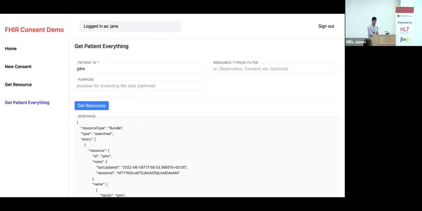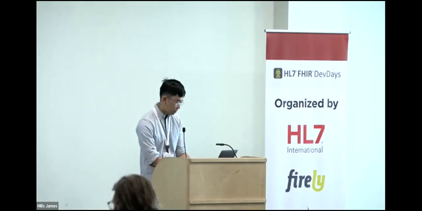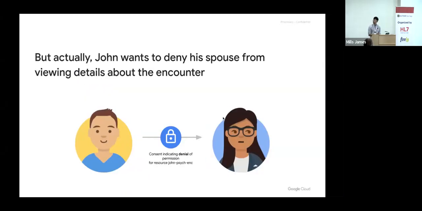I've shown two examples of allowing permission, but I want to show one final third example in the few minutes remaining. Let me switch back to the slides. Okay. So Jane can see everything, but let's say actually John wants to deny his spouse from seeing details about the psych encounter, since that's somewhat sensitive mental health data. I'm going to create a deny consent.